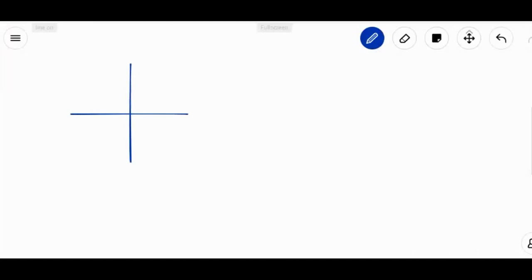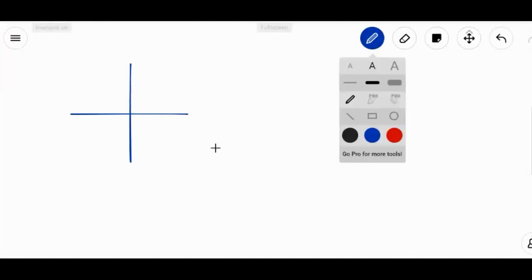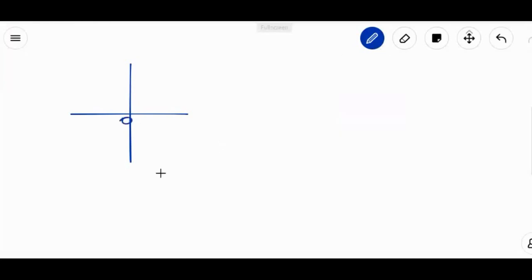Now you have to plot this particular point. The point is (0, -7). So 0 means here, origin. Minus 7 means we are coming down; this is your x, this is your y. You need 7, so 1, 2, 3, 4, 5, 6, 7. This is minus 7. Now you tell me, (0, -7), will it be in the fourth quadrant?